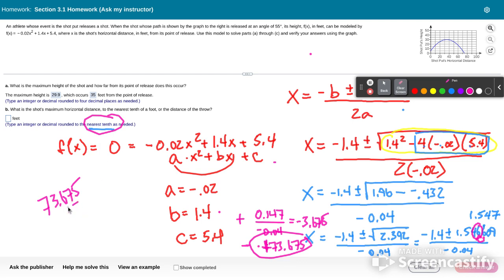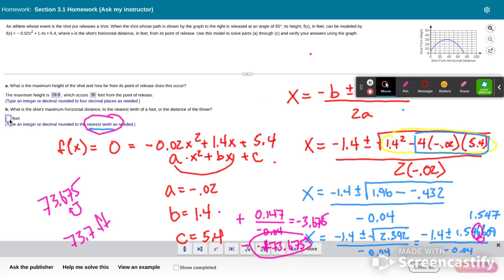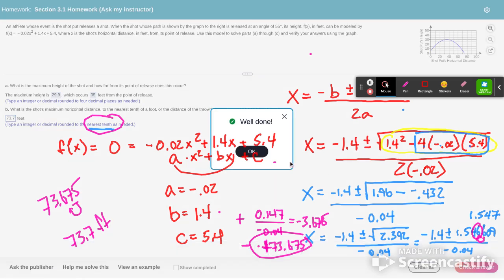So that means we're going to take, and that's the 6 right there. So the 7 makes the 6 go up. So this would be 73.7 feet. And so we'll close this. We'll come here and we'll say 73.7. We'll come down here and we'll check. And we got it. Is there anything else to this question?